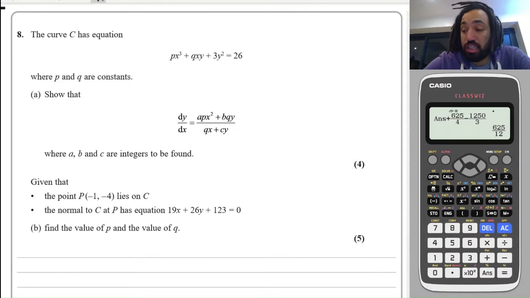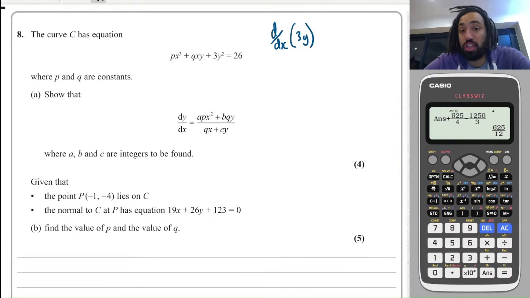First off, this is implicit differentiation. Now, if you don't know, implicit differentiation is when you are trying to differentiate with respect to x something which is in fact in terms of y. Well, what you do is you just differentiate it, imagine like you're differentiating with respect to y.